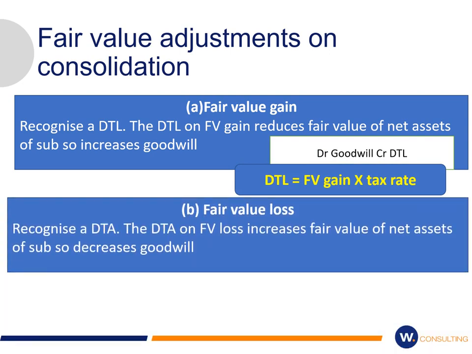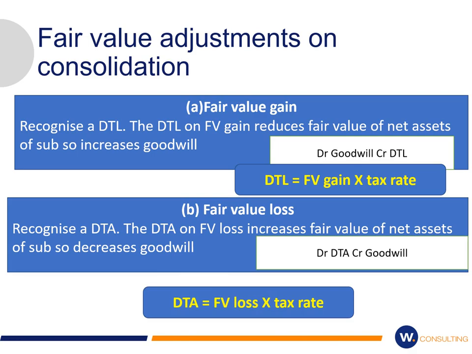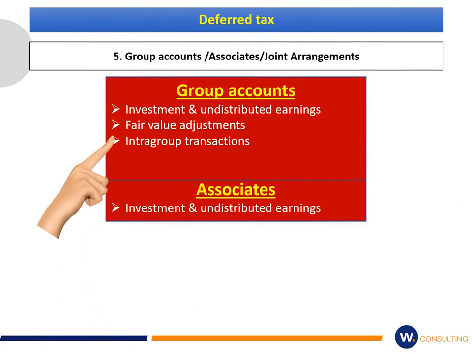Fair value loss is pretty much the opposite. A deferred tax asset arises for a fair value loss. So in other words, the tax carrying amount is 100,000. We fair value it at 80,000. It means we end up having a tax base that is higher than the carrying amount of the asset, and therefore it's a deferred tax asset, and the credit goes to goodwill. Debit the deferred tax asset, the fair value loss times the tax rate.